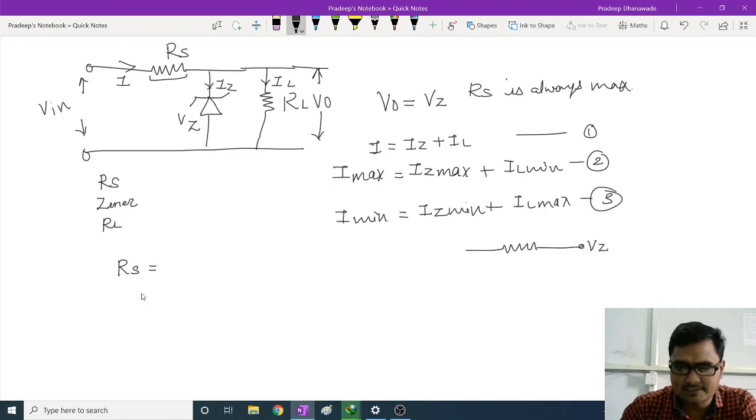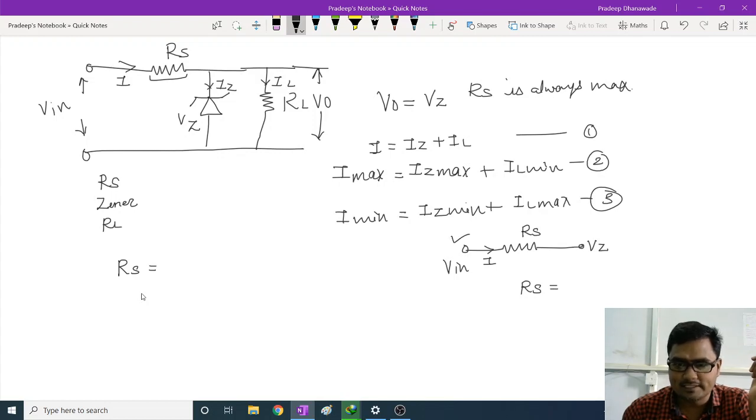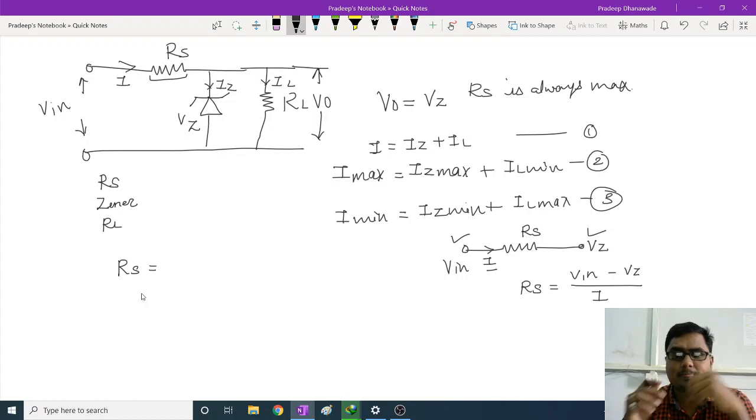This voltage is Vz because it is a Zener voltage. This voltage is Vin. This resistor is RS, and this is the current flowing through resistor RS, that is I. Now how do we generally find this value? Look at this. If this is RS, then this voltage minus this voltage divided by this current. So it means it is Vin minus Vz divided by current I.